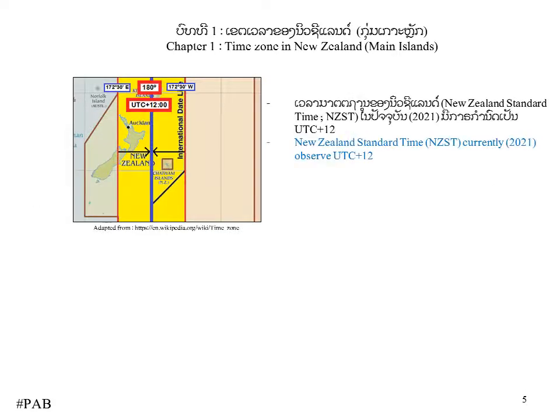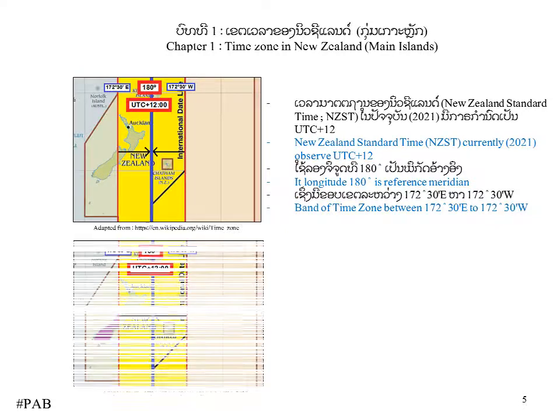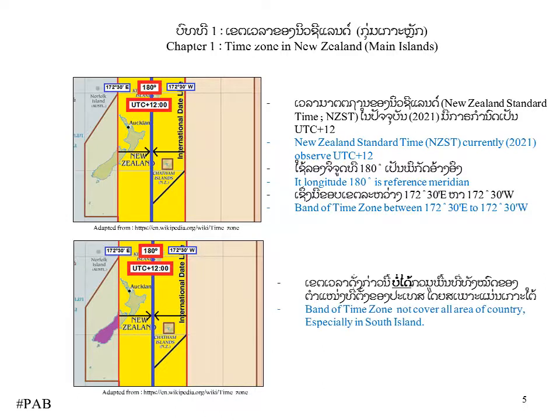New Zealand Standard Time is currently observed at UTC+12. Its longitude 180 degrees is the reference meridian. The band of the time zone is between 172 degrees 30 minutes east to 172 degrees 30 minutes west. The band of the time zone does not cover all areas of the country, especially in the South Island.